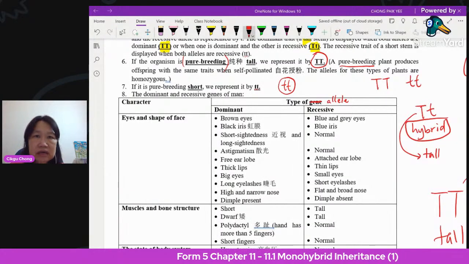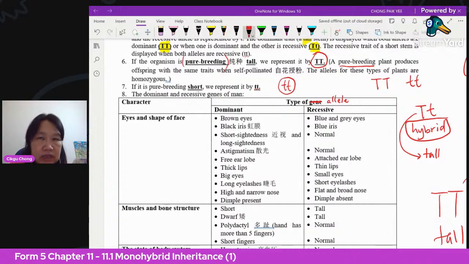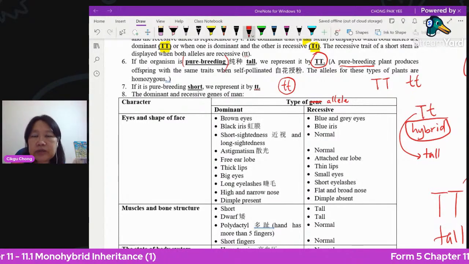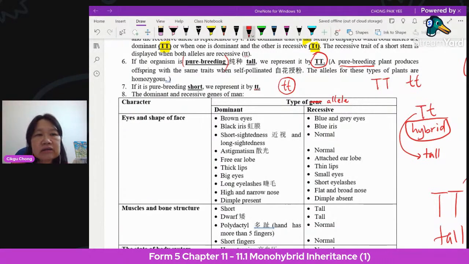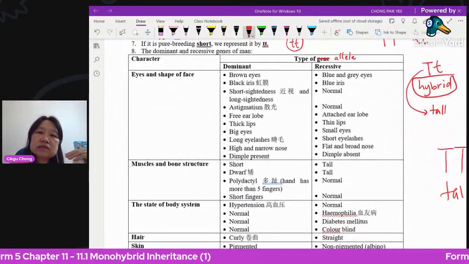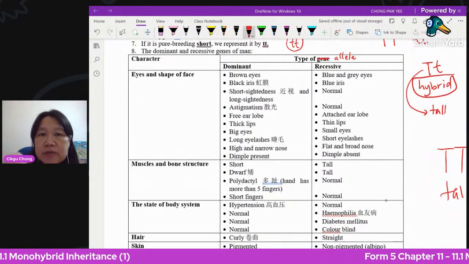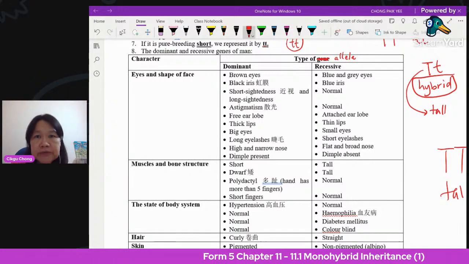Okay? 2 alleles. These 2 alleles are not the same. So if it's hybrid, one must be dominant, one must be recessive. That's called hybrid. If it's pure breeding, either both dominant or both recessive. Okay? Now the next table here, you don't have to memorize. These are all the types of alleles, whether they are dominant or recessive, already tested. They're already proven in human, right?